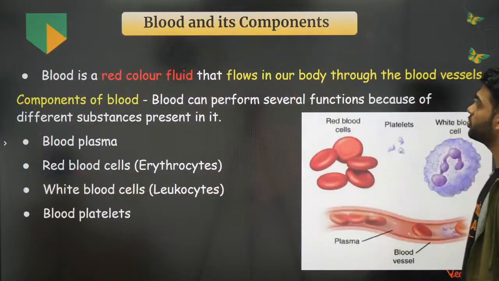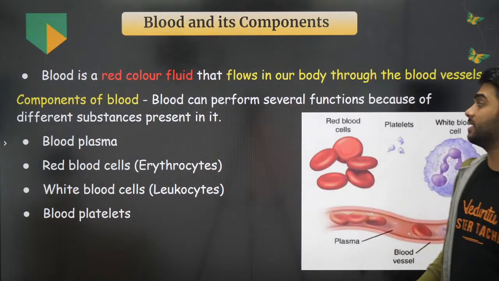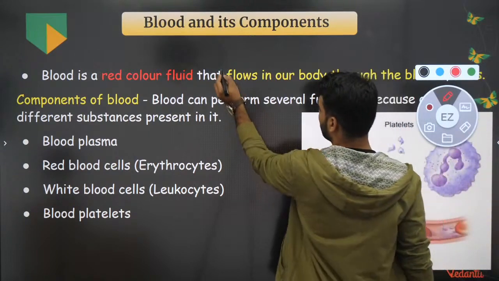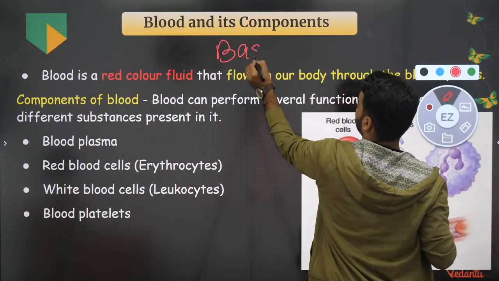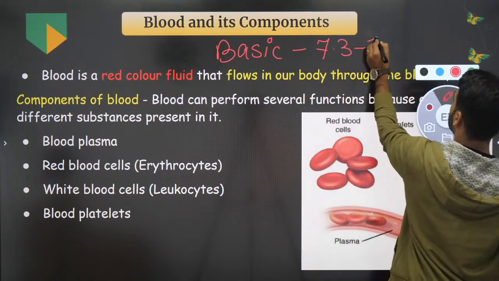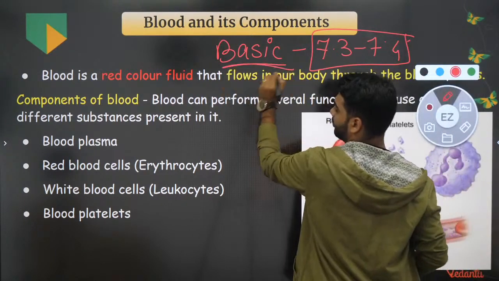Before that, what we saw? That the blood is a red color fluid. Always remember that blood is slightly basic in nature. The pH of blood is 7.3 to 7.4, and that is why blood is said to be basic in nature.